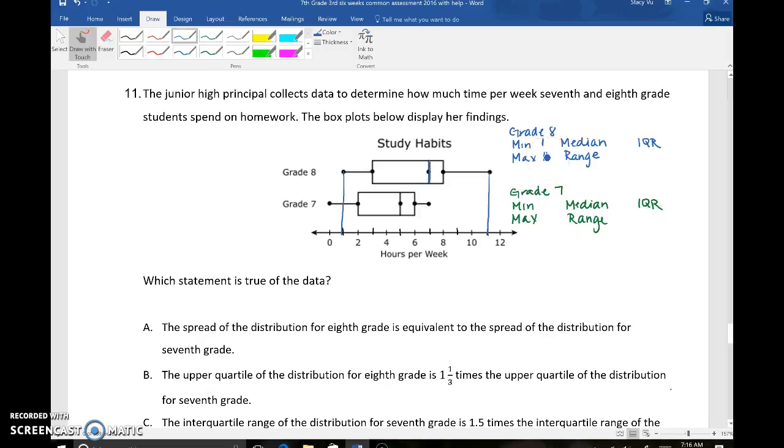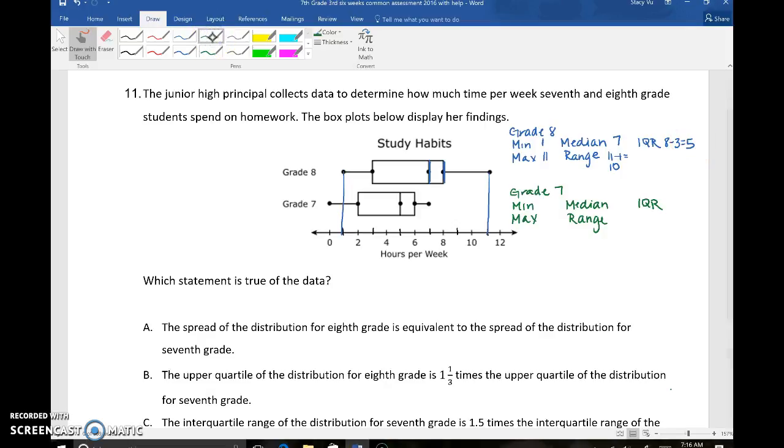Median here is this middle line, so that's 7. Range is your maximum minus your minimum, so 11 minus 1 is 10. And then your interquartile range is your box. So you're looking at quartile 3, the right side of the box, which is 8, minus quartile 1, the left side of the box, 3, is 5.